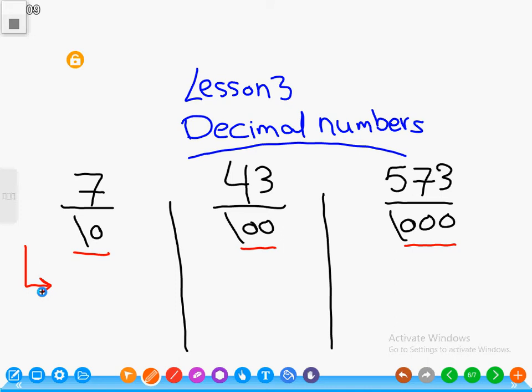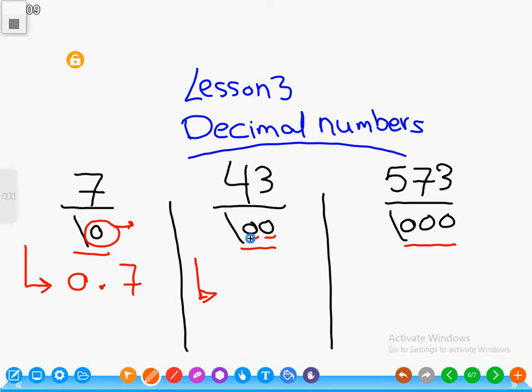How to write it as a decimal number? We will write 7 and we will put the decimal point after one digit. Why? Because here you have only one 0, so we will put the decimal point after one place, and put zeros here because I don't have any digits here. Let's write it as a decimal number. Here, how many zeros? 1, 2.